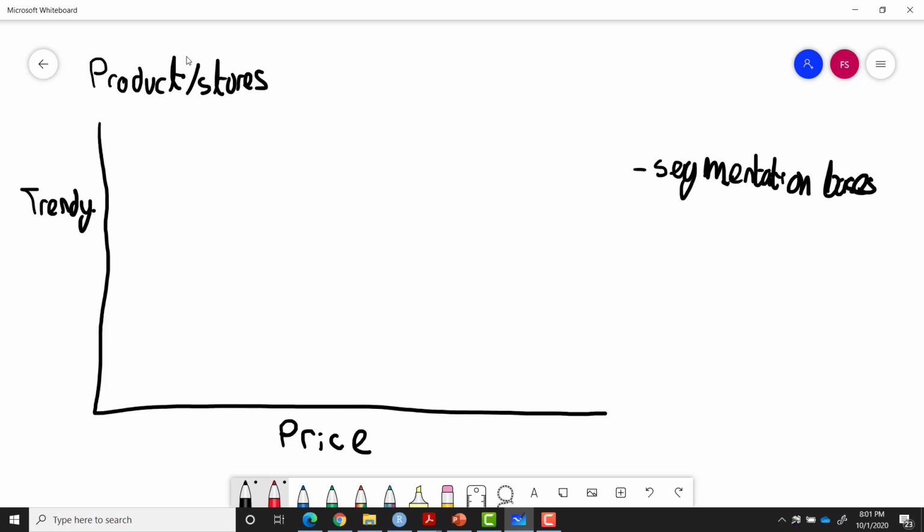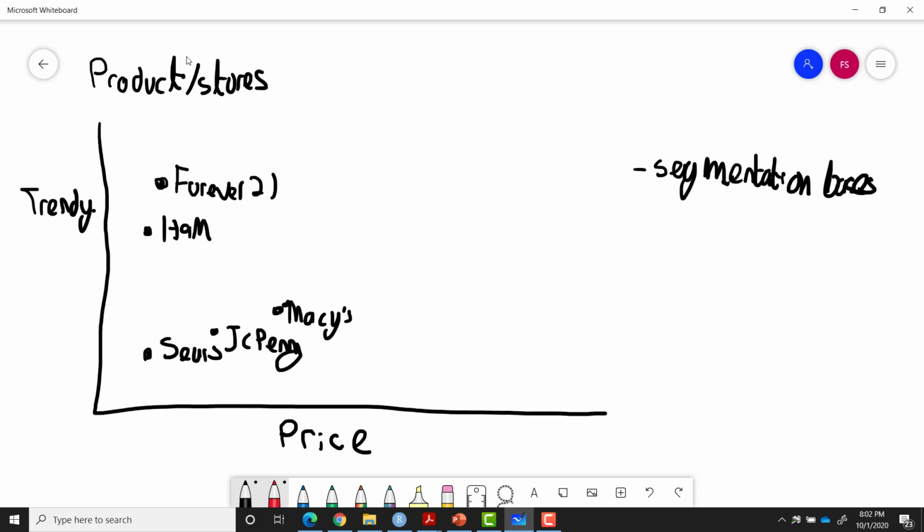So kind of low price, but quite trendy, we've got our fast fashion. So we have Forever 21. Maybe H&M's not quite as trendy, but we'll put it there. We have our traditional stores that are not trendy at all. Maybe Macy's is a bit more up here. But we have JCPenney here.